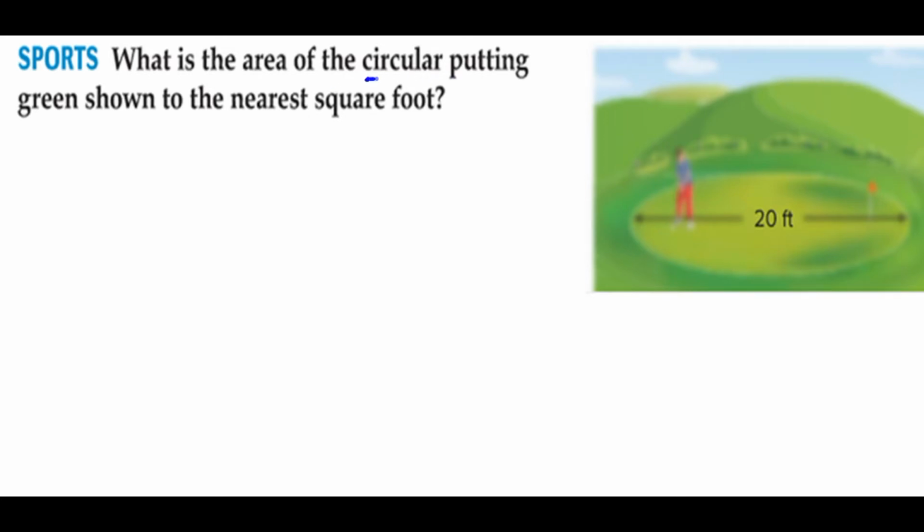So it says clearly that this is a problem related to the area of the circle. So here is the putting green for the golf. And we have to find this area to the nearest square foot. Just pay attention to this part as well. Look at this green circular putting green.